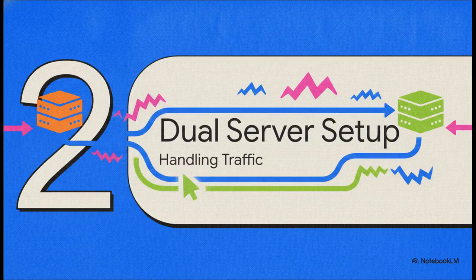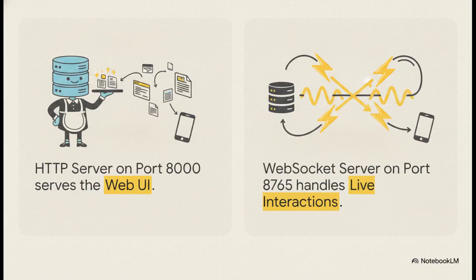Let's move to Section 2, the dual server architecture. To manage all that network traffic without bottlenecking, we actually run 2 separate servers. First, we have an HTTP server running on port 8000. Think of this just like a restaurant hostess handing you a menu. Its only job is to serve up the basic HTML, CSS, and JavaScript interface to your phone. Completely separate from that, we have a WebSocket server running on port 8765. This acts as your highly attentive waiter, exclusively dedicated to taking and executing your real-time screen taps.